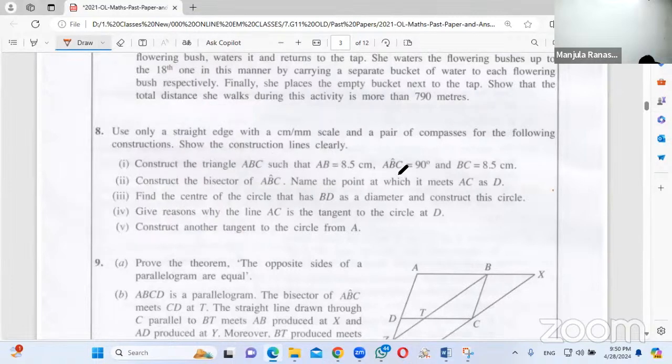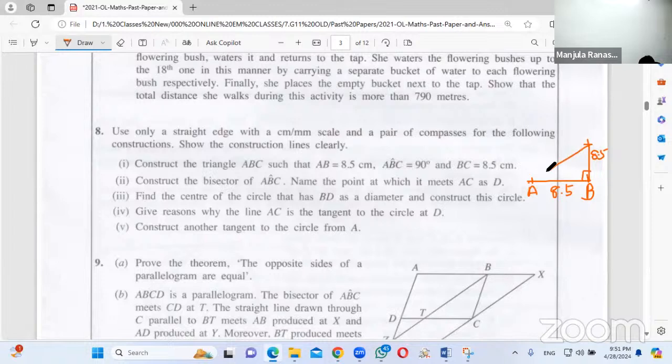Construct the triangle ABC such that AB equals 8.5. So you start with the side length AB, right? That is fine. AB is given as 8.5. Then angle ABC is 90 degrees, so at B it is 90 degrees there. And BC is 8.5. AB and BC are 8.5. Right. That means it is an isosceles triangle.